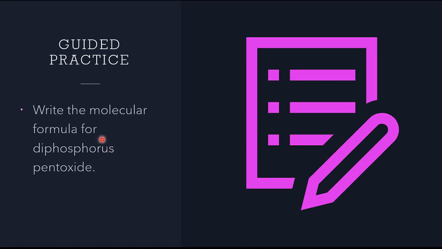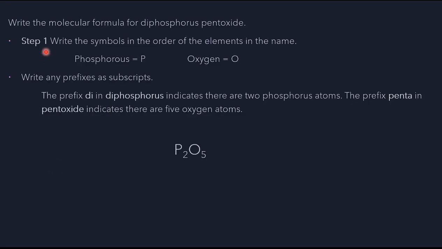All right, so let's practice this. Write the molecular formula for diphosphorus pentoxide. Step 1, write the symbols in order of the elements in the name. So phosphorus P, oxygen O, and then write any prefixes as subscripts following the symbol. The prefix di in diphosphorus indicates there are 2 phosphorus atoms, where the prefix penta in pentoxide indicates there are 5 oxygen atoms. Putting it all together, we should end up with P2O5.